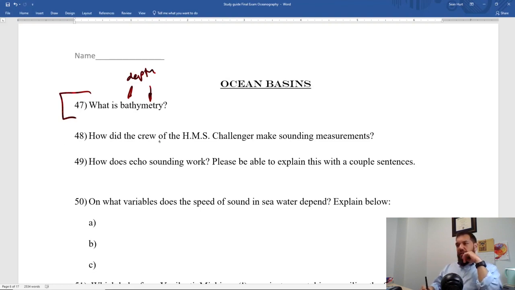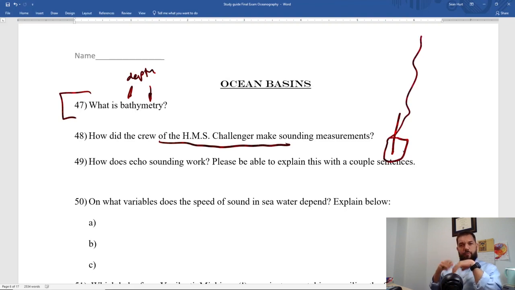So now you know that on the HMS Challenger voyage, they made some bathymetric measurements. Okay, they did what's called sounding measurements. How did they do that? The very simplest way. It's a weight on a rope, right? So they had a weight, they had a rope, they dunked it down into the water, and however far it went down, that's how deep it was.